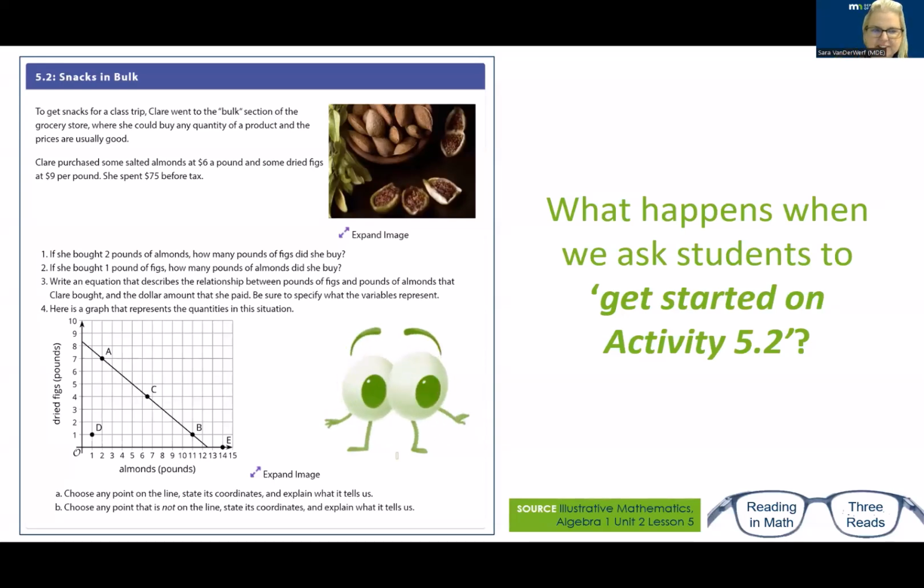I'd love for somebody in the chat to put what you think would happen to students if you said, hey, turn to page 17 and get started on activity 5.2. Put in the chat what you think would happen in your class if you said, open up your book, get started on activity 5.2. As you look at this task, you don't have to read it, just take a look at it visually. What do you think students might do? Shut down, one person said. Go to the bathroom, ask to go to the bathroom.